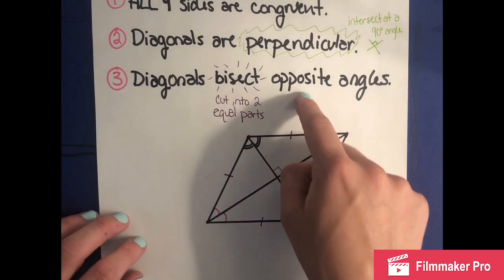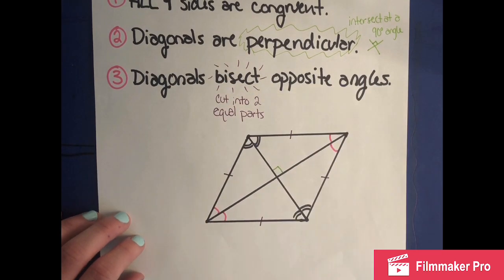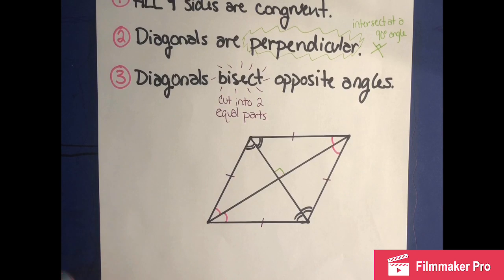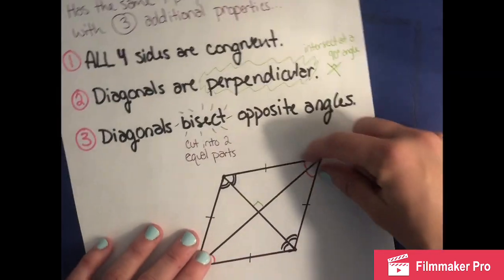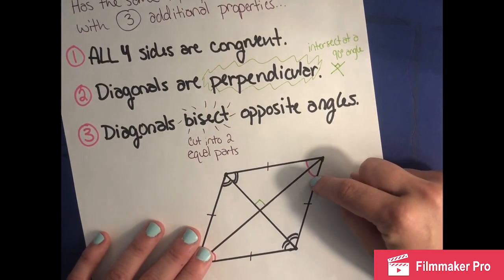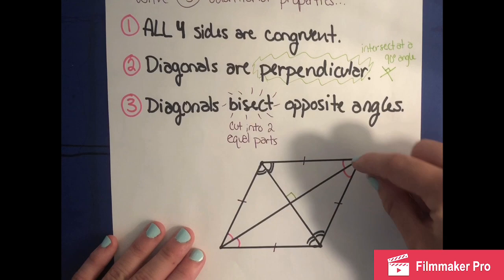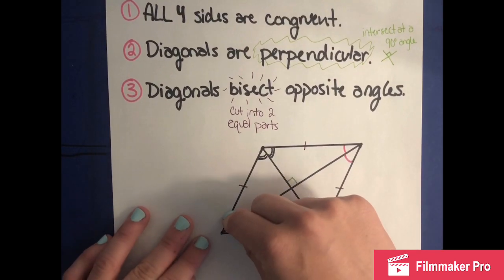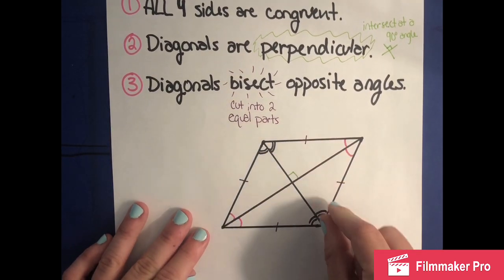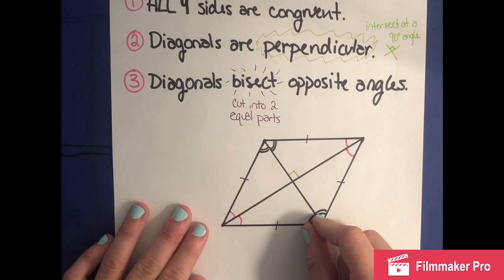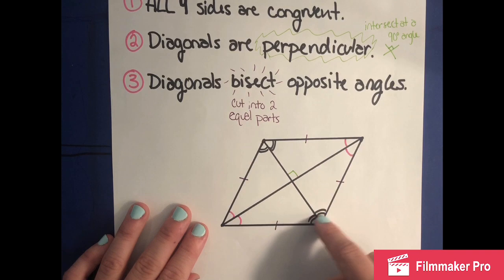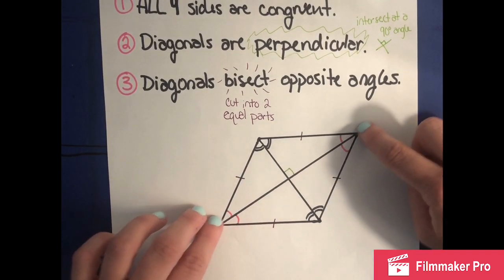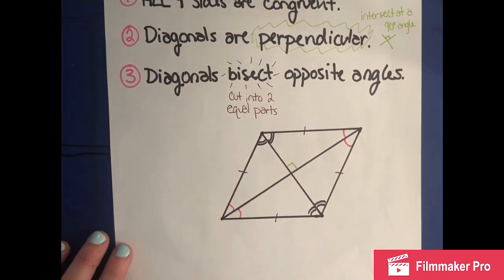Diagonals bisect opposite angles. Bisect means cut into two equal parts, cut in half. So when we see that, what we're looking at is it slices it right in the middle. So if the whole thing is 100, each of these is 50. Now, these ones are going to be the same as these. These ones are going to be the same as these. So it ends up being pretty nice because you have identical right triangles all in here. But just remember that these are the same, okay?